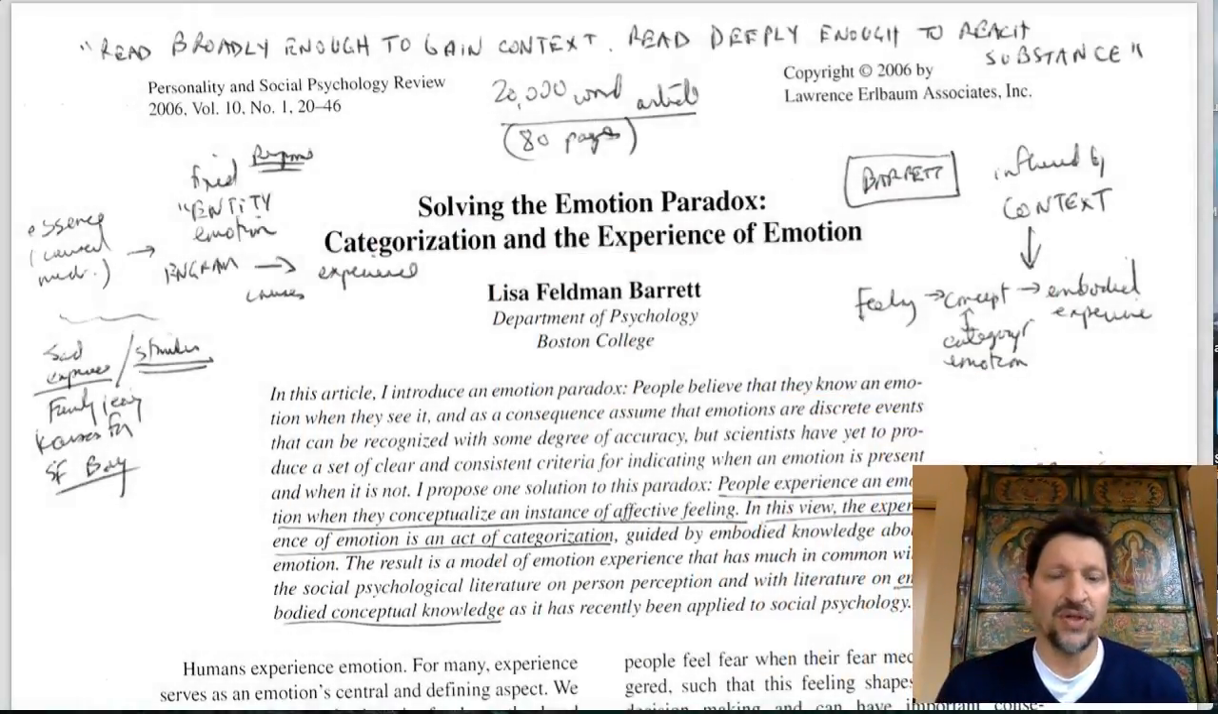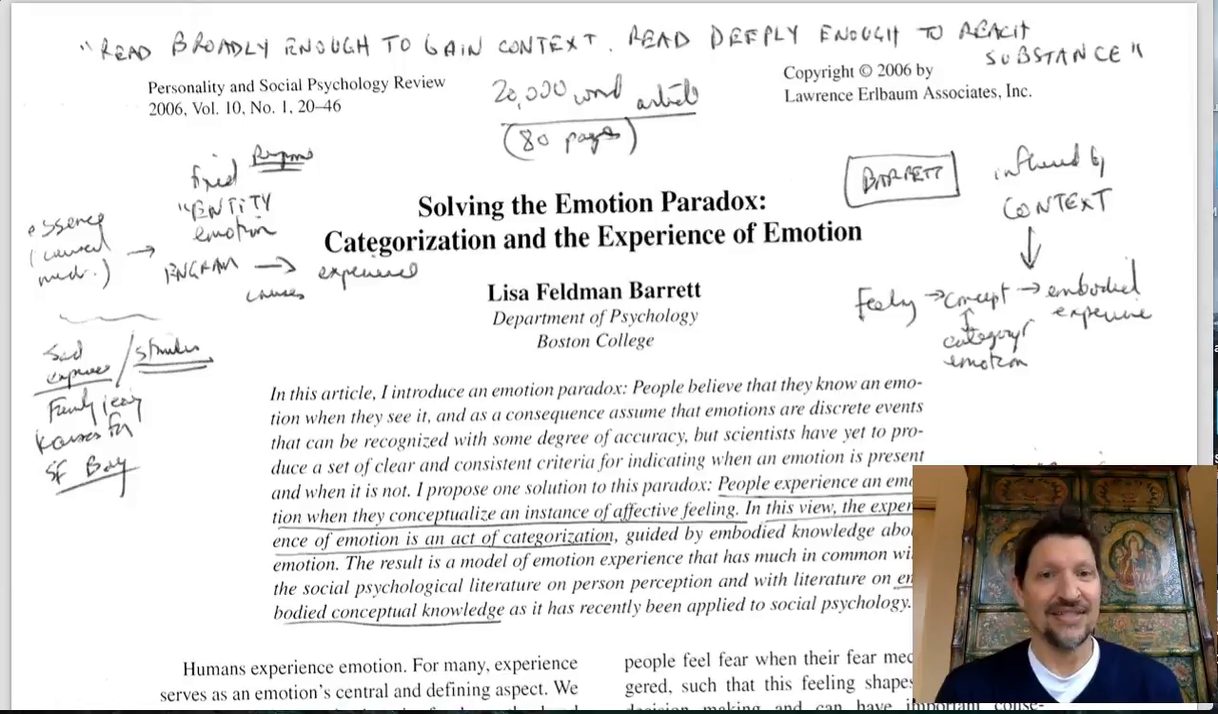Here is an article called Solving the Emotion Paradox, Categorization, and the Experience of Emotion by Lisa Feldman Barrett. I got an approximate word count on this. That's 20,000 words, about 1,000 words per page on this article. That's about 80 double-spaced typed pages. It would take you forever to get through that, at least a couple of hours, if it wasn't written in a highly technical jargon for the most part.